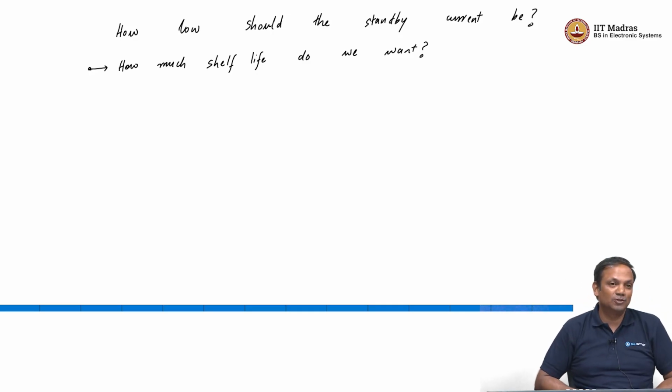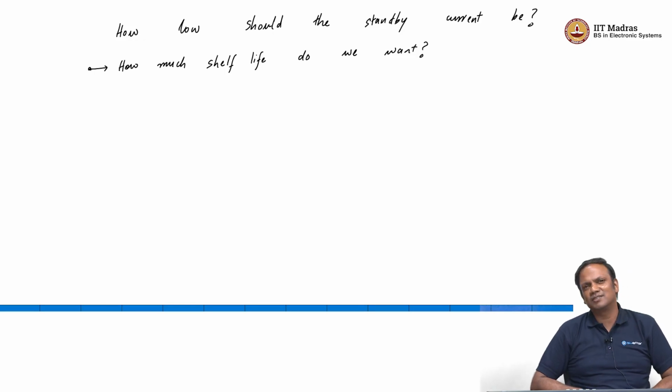Imagine this: as a user, my customer used the product in March, and then let us say 1 quarter passes, he uses it again in June, he shouldn't have to put it for charge. If he turns it on, it should turn on. That is my expectation, which means that the shelf life you are expecting is 90 days.